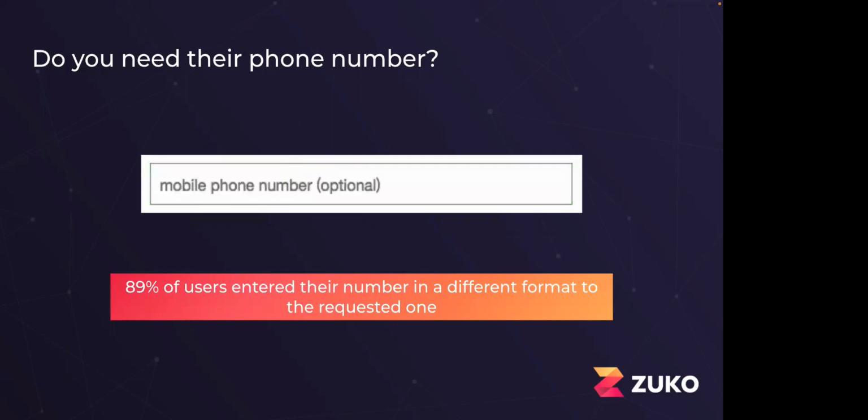Why does this happen? There's probably two reasons. One is a fear of hassle. They think, well, you know, why do you need my phone number? You're just going to hassle me. You're just going to try and sell me. You've got my email address. You might have my physical address. You don't need my phone number.